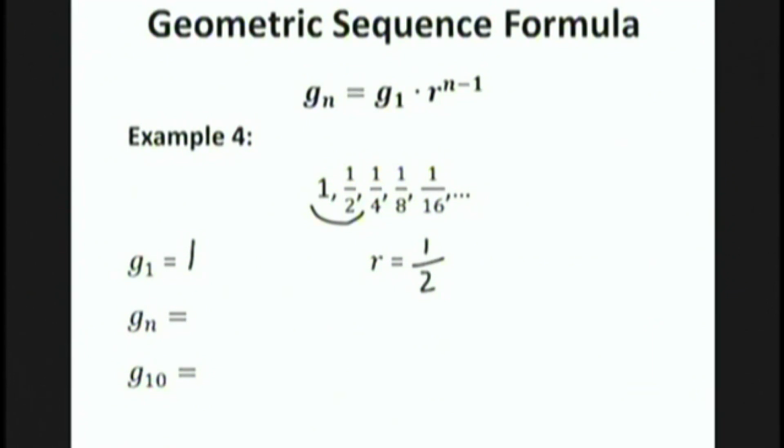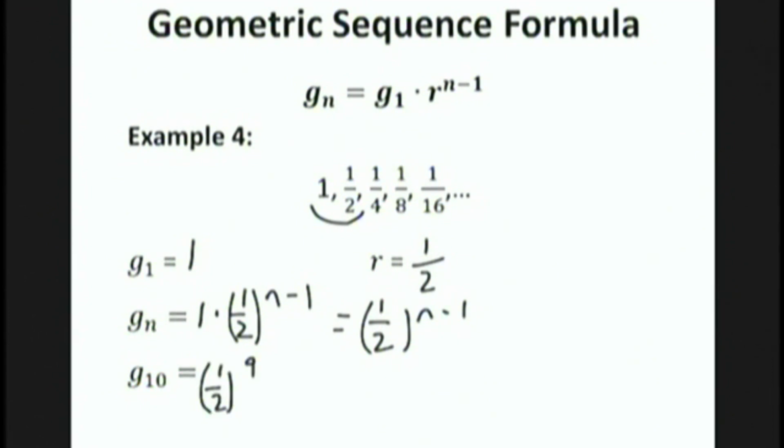So G sub n, the nth term of the sequence, is G1, which is 1, times the common ratio, which is 1/2, to the n minus 1. Or simply 1/2 to the n minus 1. So for example, the 10th term of this geometric sequence is 1/2 to the 9th, which is 1 over 512, since 2 to the 9th is 512.